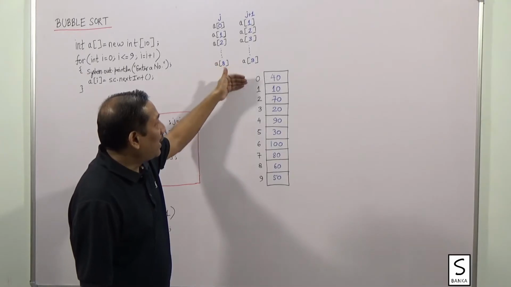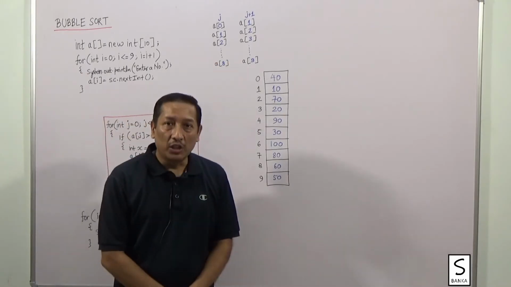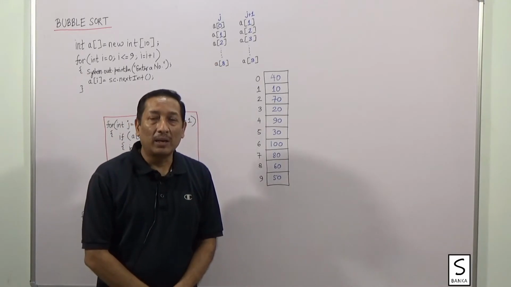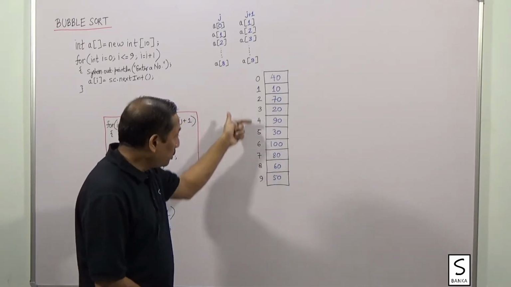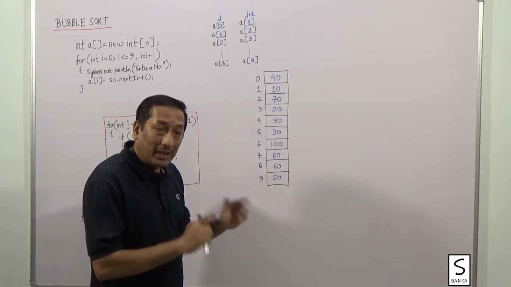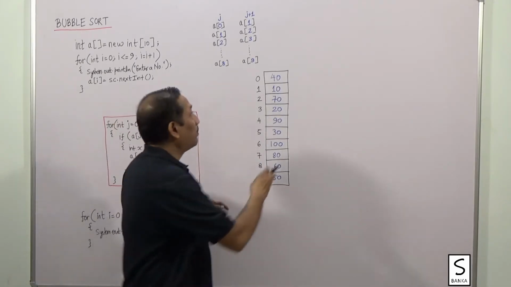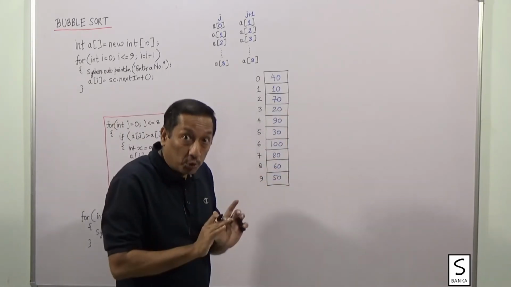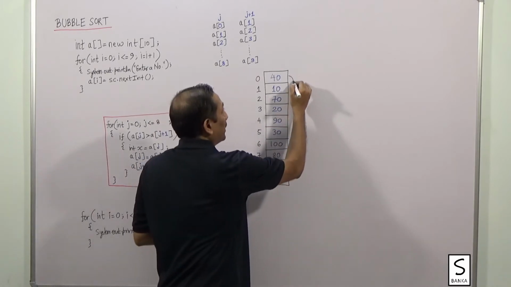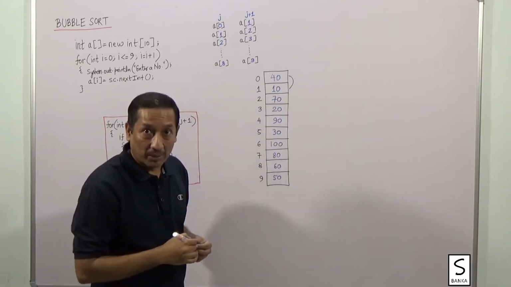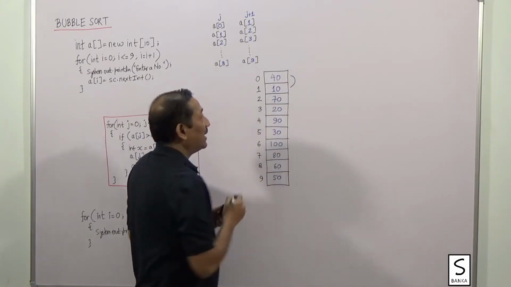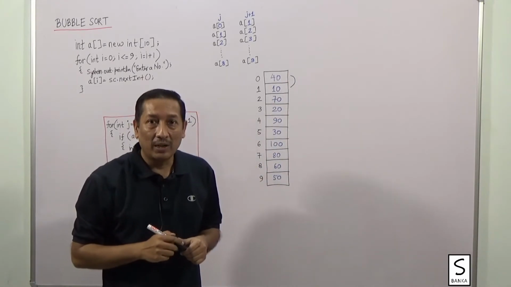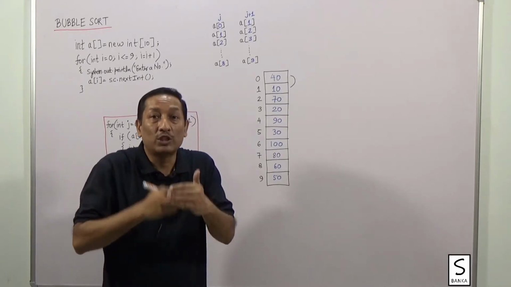In the beginning, we assume that the location 0, that is A0, contains the biggest number. And what we need to achieve is the biggest number should reach A9. So we begin with A0. We compare the number we have assumed to be biggest, assumed, please mind it, with A1, the next number. So if A0 is greater than A1, we interchange them, we swap them.